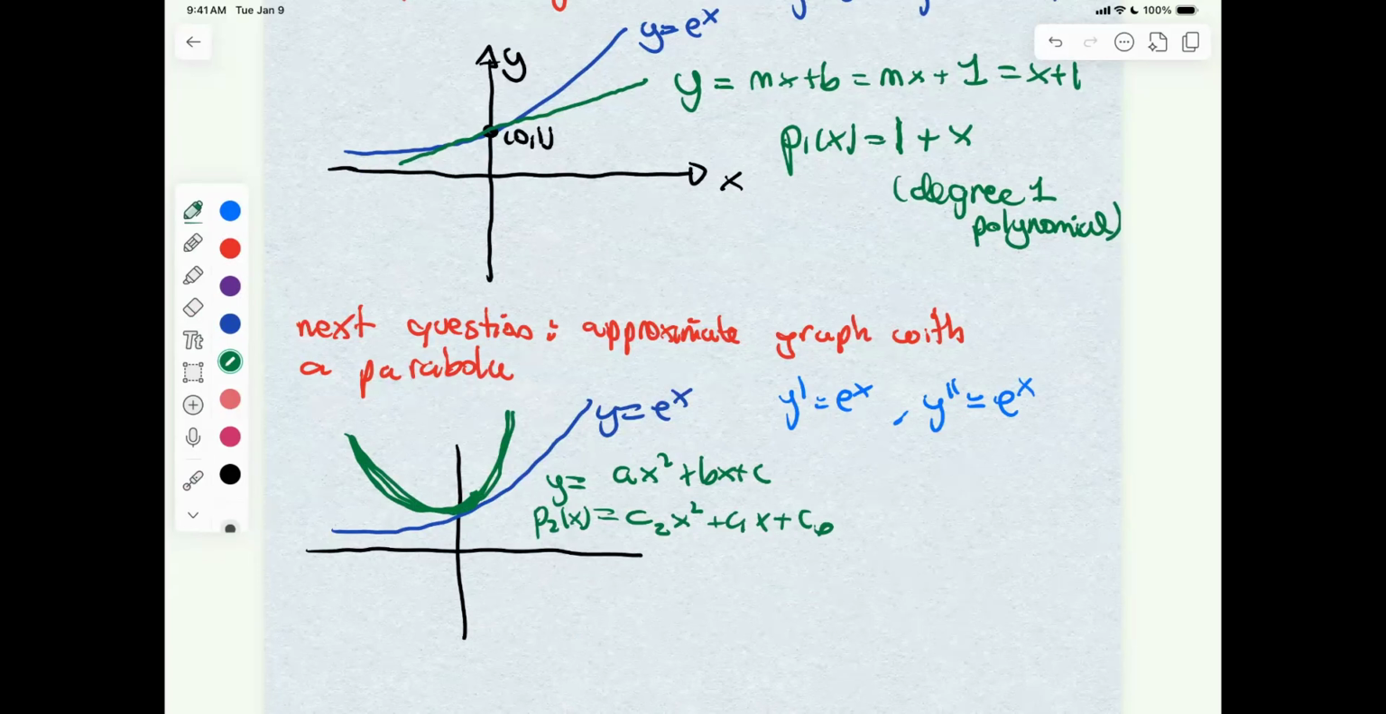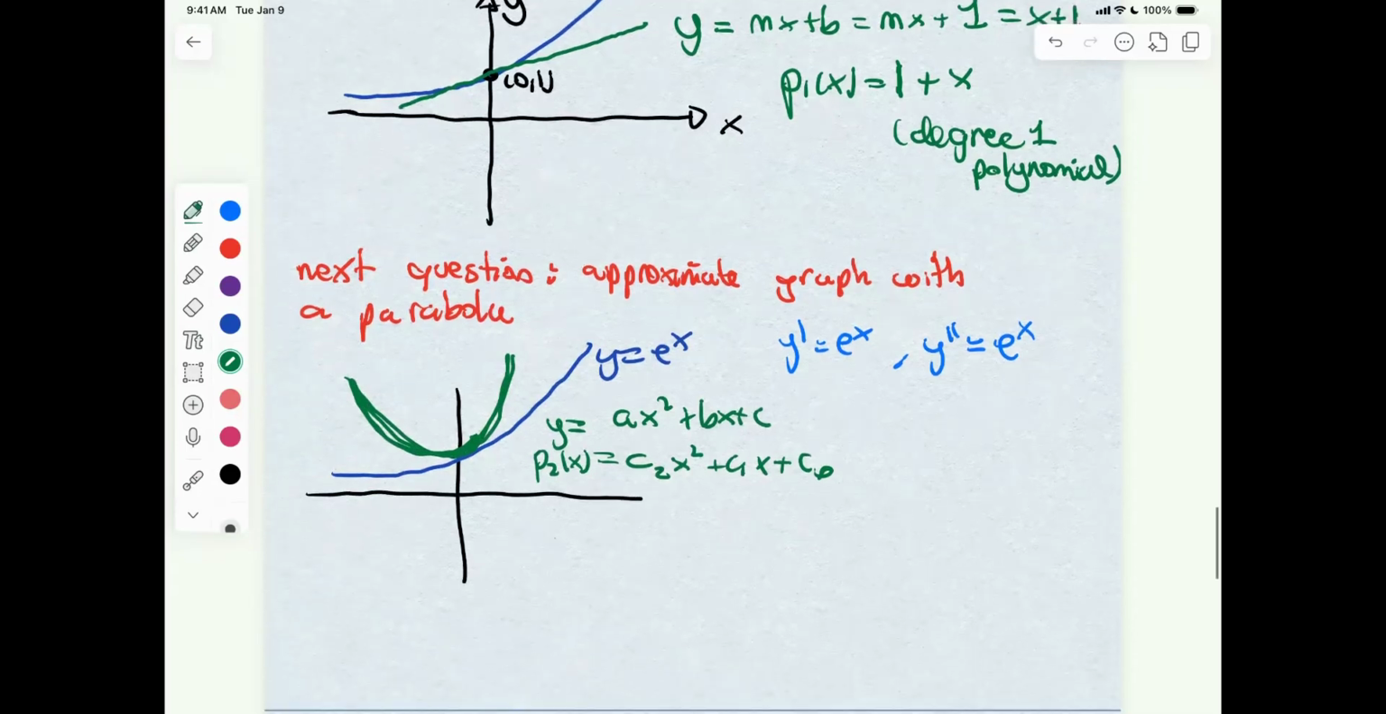And the way in which I'm going to find it is that the second degree polynomial, the parabola that approximates this, should be the first polynomial plus an extra term. That's what makes the most sense as a recursive definition. So the second degree polynomial that approximates a curve will be the degree one polynomial plus the new thing. And the new thing is C2x squared. That is the extra term you're adding, because this is the quadratic term.